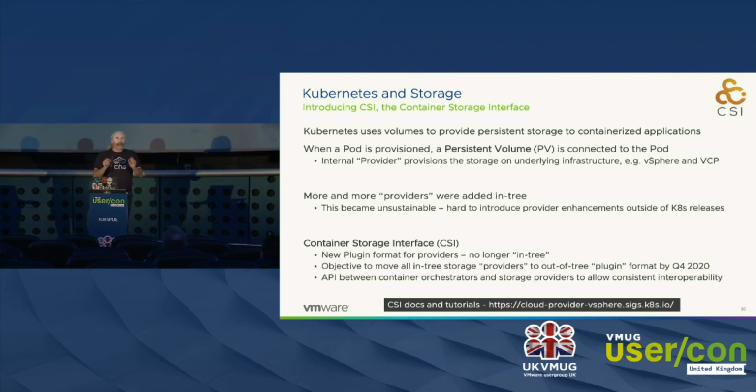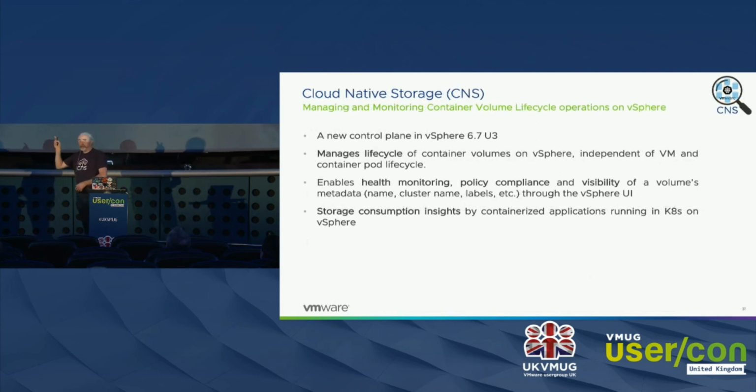So it was decided a number of years back, everybody who has got providers in Kubernetes core code, get them out, and we're going to build this plugin mechanism called CSI. And so with the 6.7 U3 release in August, we released our first CSI driver plugin as well. And it's this CSI driver that allows us to bubble up all of this information that I'm talking about in CNS. CNS, which came out in 6.7 U3, requires that CSI driver, but it's giving you a whole bunch of insights into how Kubernetes persistent volumes running on vSphere storage are being consumed, who's consuming them, and what cluster they're on. I'm going to show you a demo in just a sec.